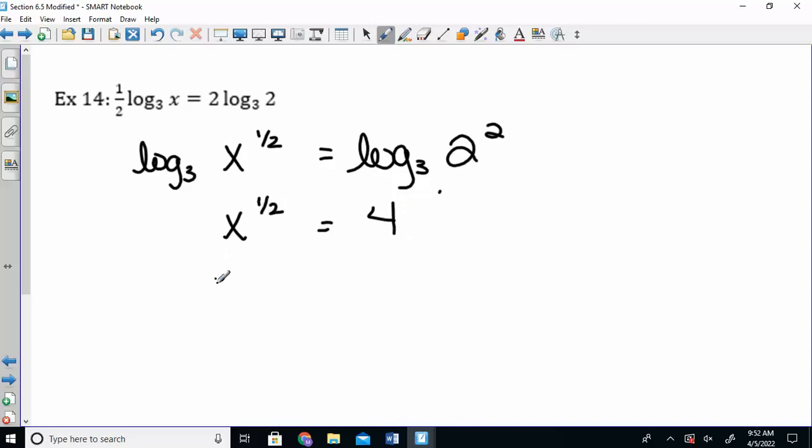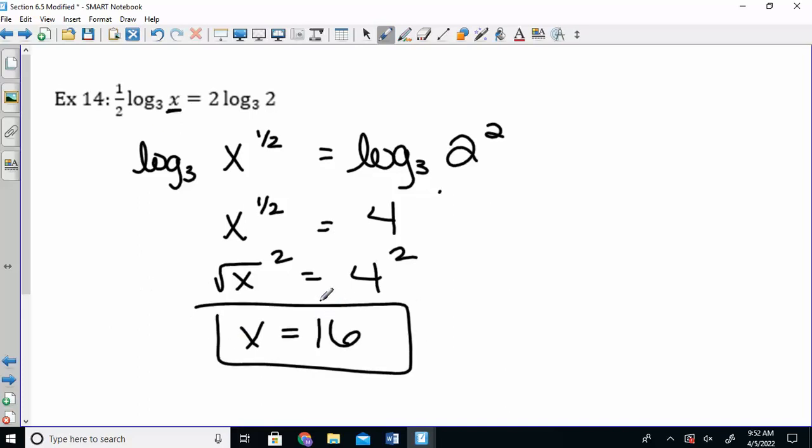Okay, a 1/2 power, remember, that's the same thing as a square root. So how do we get rid of that? So if you square one side, you square the other. So we get x equals 16. So then we check, can we put in the 16? Yep. So that's our answer.